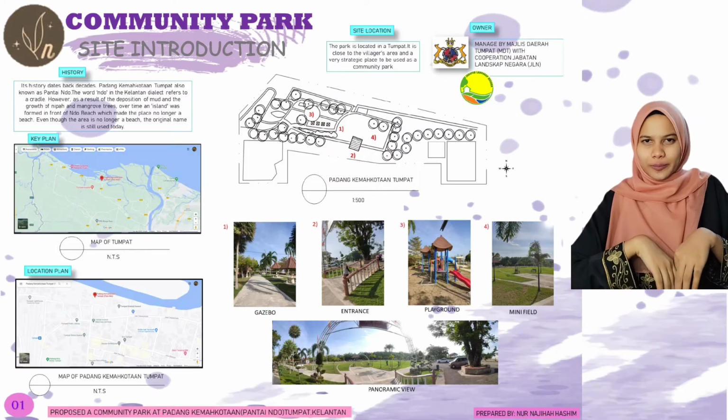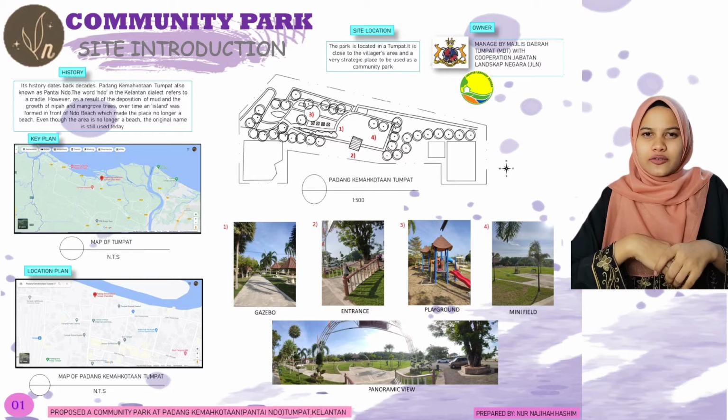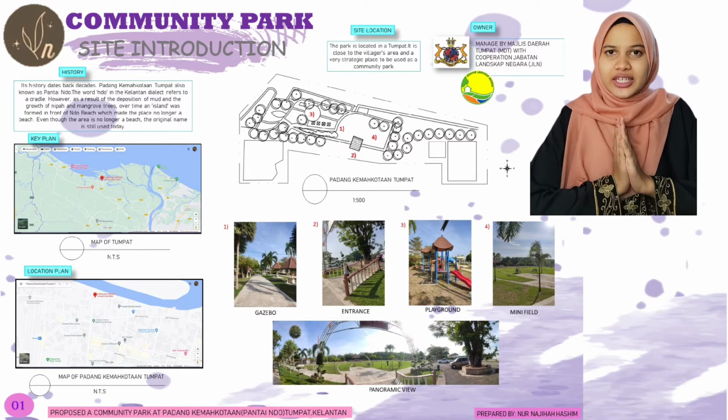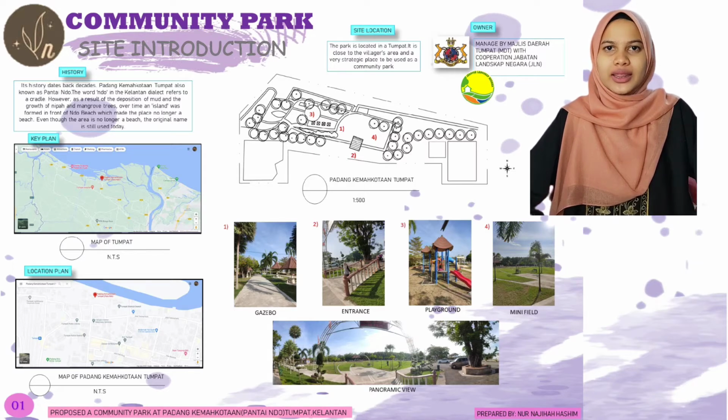The park is located in Tumpat. It is close to the villages area and a very strategic place to be used as a community park. Next, the park is managed by Majlis Daerah Tumpat, short form MDT, in cooperation with Jabatan Landscape Negara, JLN.